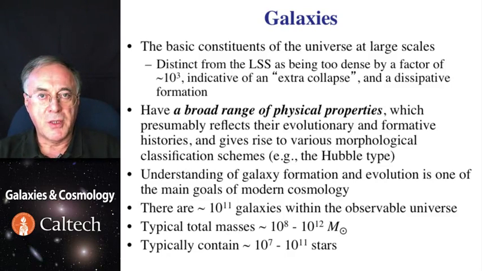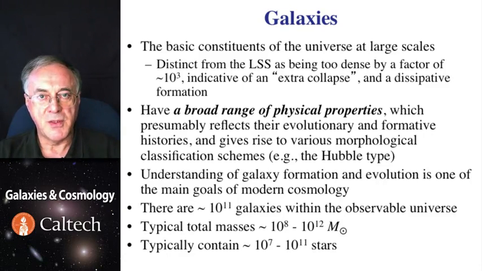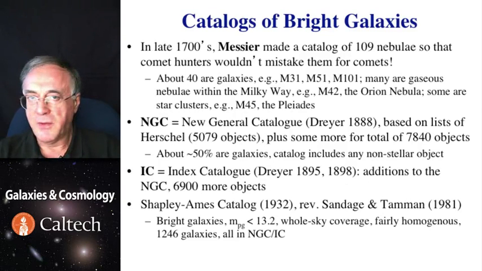And in addition to measuring cosmological parameters, understanding of galaxy formation, structure formation in general, is one of the key goals of modern cosmology. A couple basic facts are that there are about 100 billion galaxies within the observable universe now, and their masses range from hundreds of millions to maybe a trillion solar masses, containing up to a couple hundred billion stars. The first thing that any empirical science would do is to catalog what's out there.